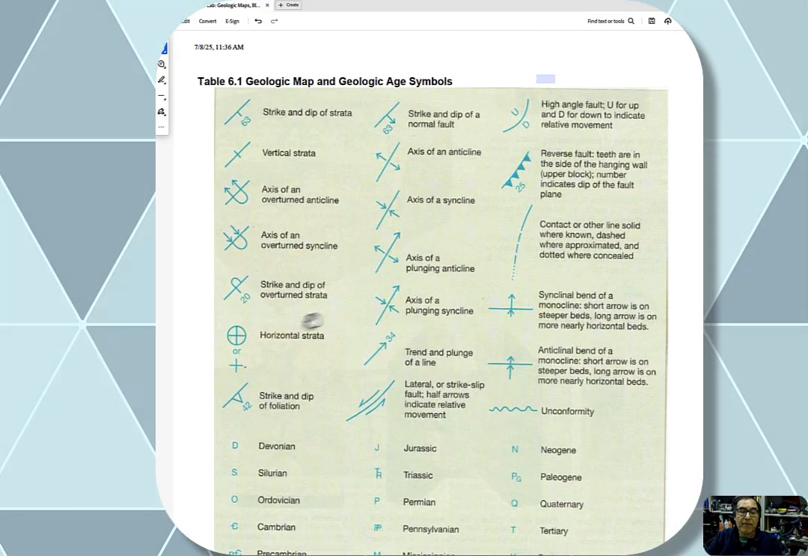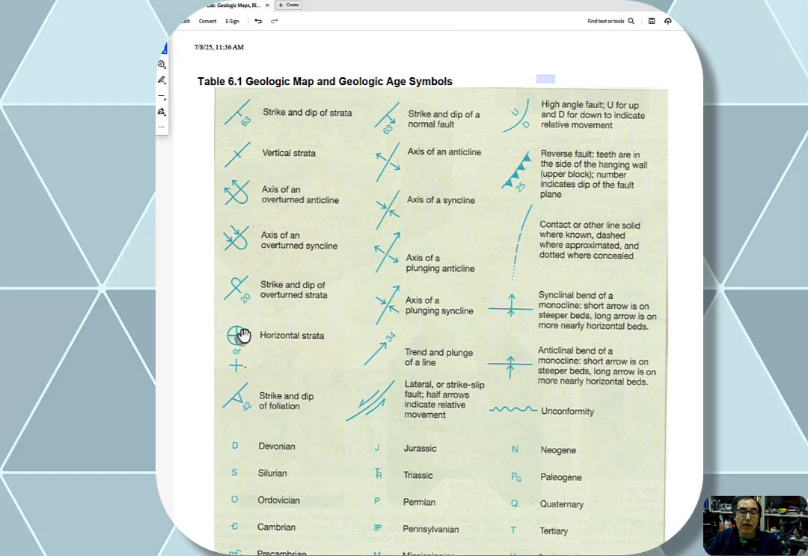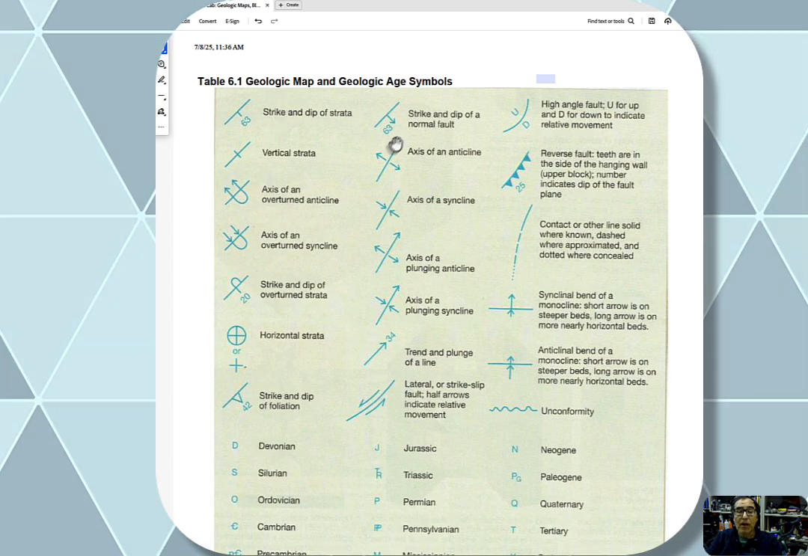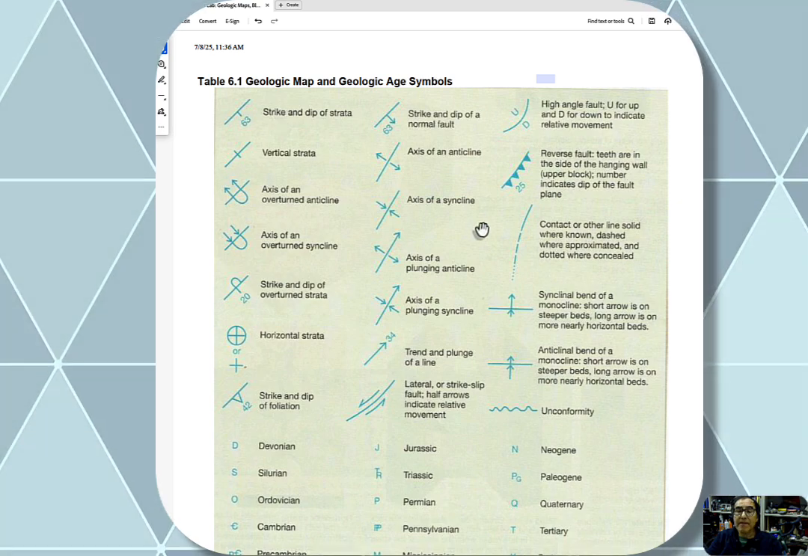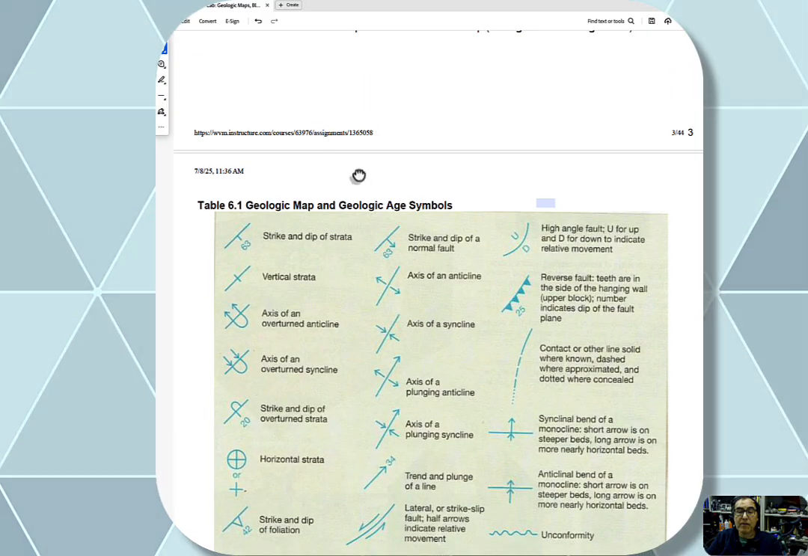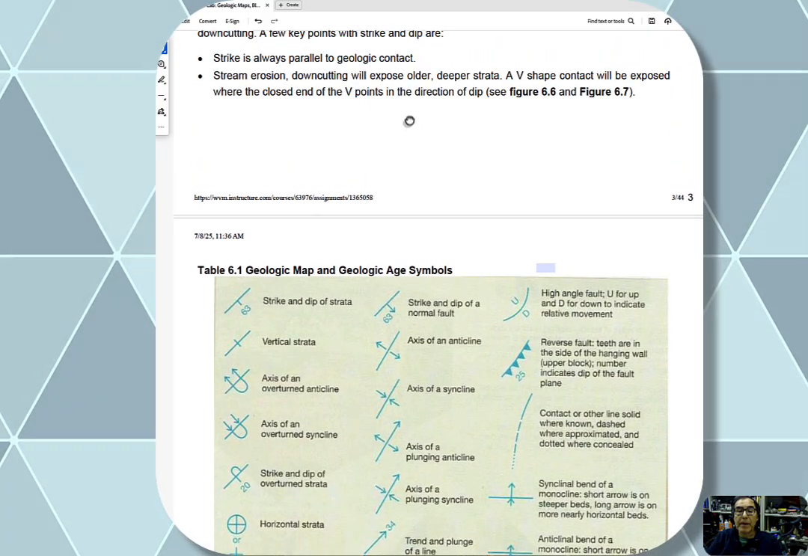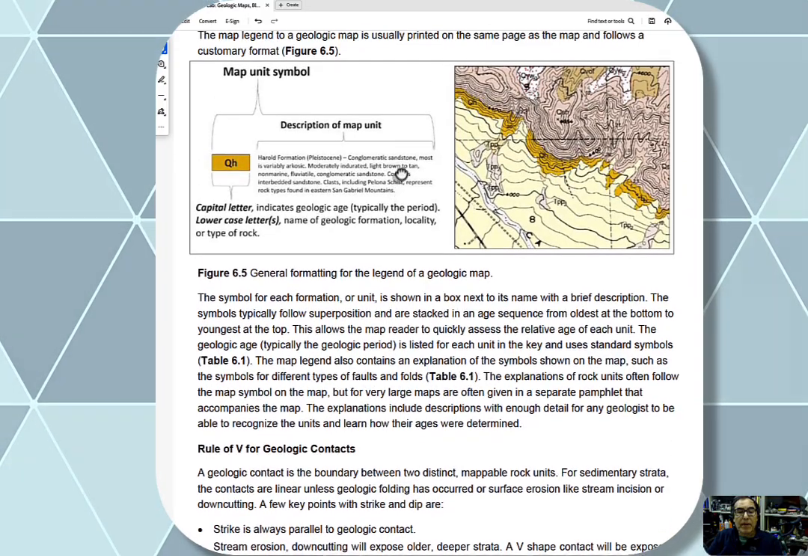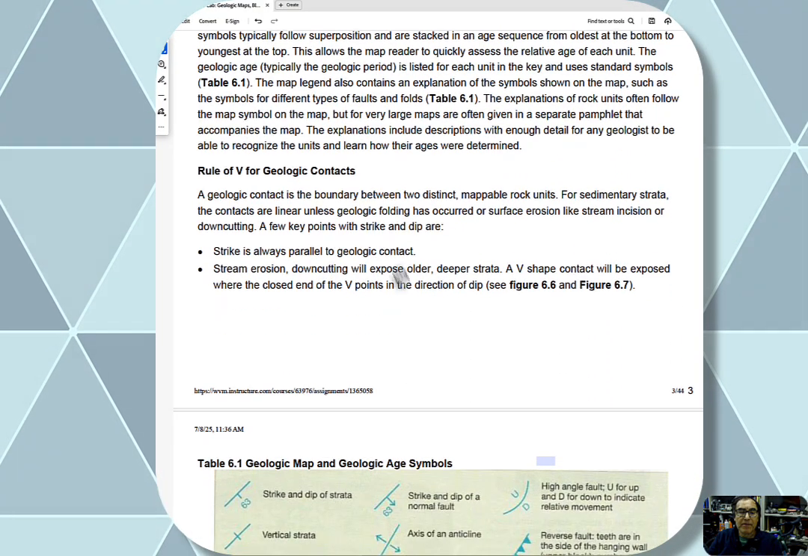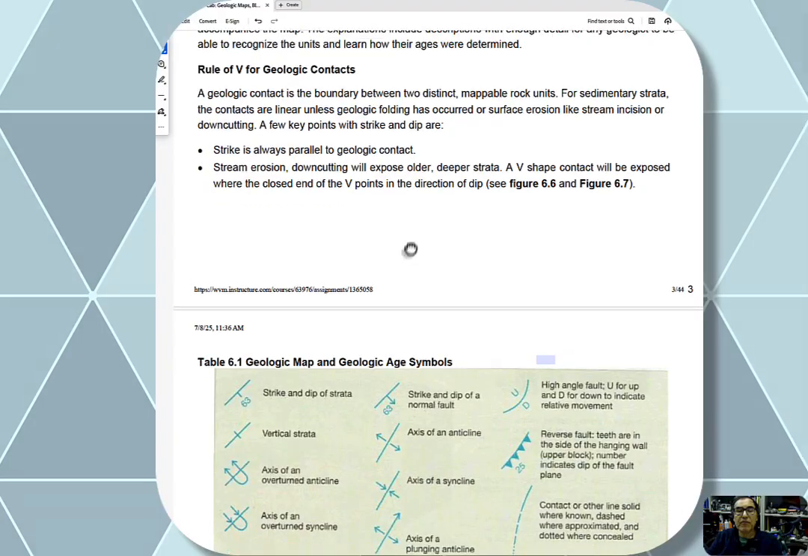And again, we'll have the strike and dip symbols in here for horizontal beds, vertical strata, strike and dip here. Also for folds, anticlines, synclines, faults, and some other features there. So that's an important figure to keep in mind. So this talks a little bit about geologic maps here. We'll look at a couple maps as we go along here. So I'll make a couple of bullet points about strike.